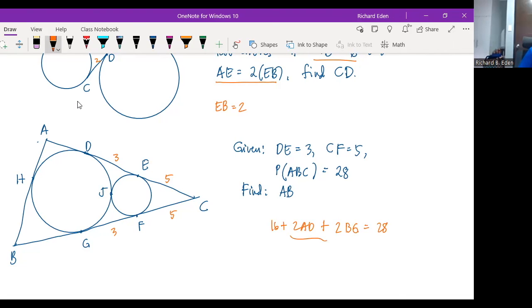Like I said, AH and BG are equal to AD and BH. So this is 16 plus twice AB equals 28. All right. So that means AB, as you said, is 6. Awesome. It's easy peasy.